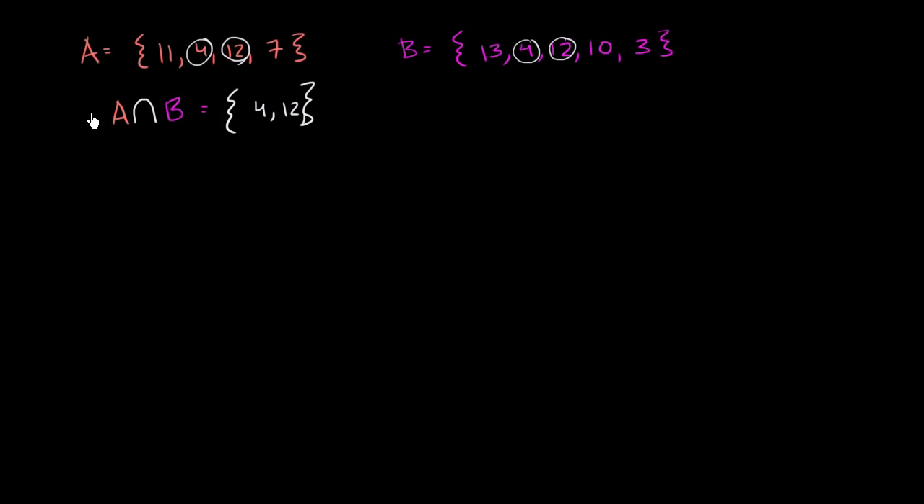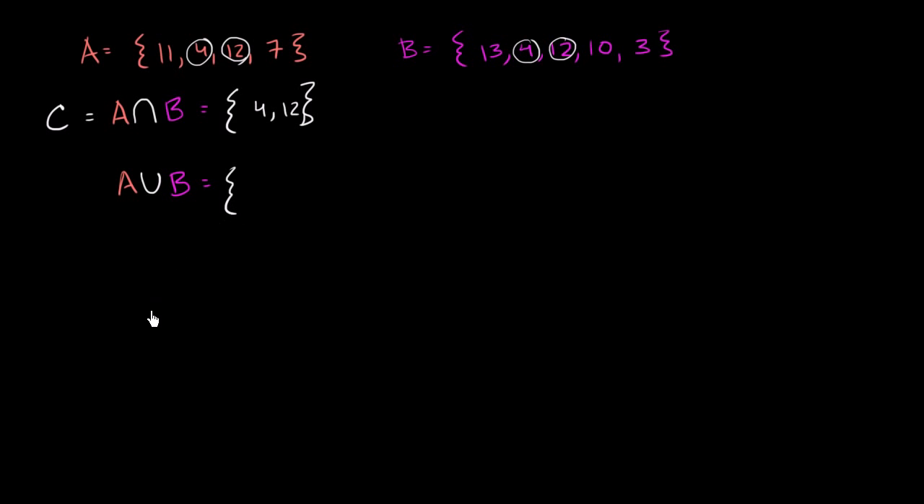And we could even, if we want to, label this as a new set. We could say set C is the intersection of A and B, and it's this set right over here. Now let's think about union. Let's think about A union B. What are all the elements that are in A or B?